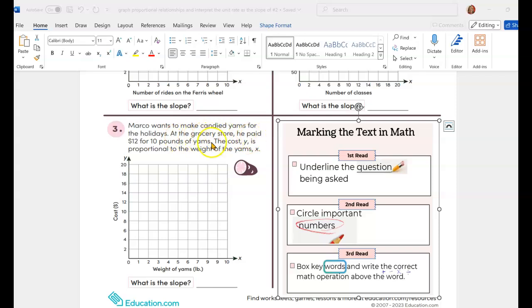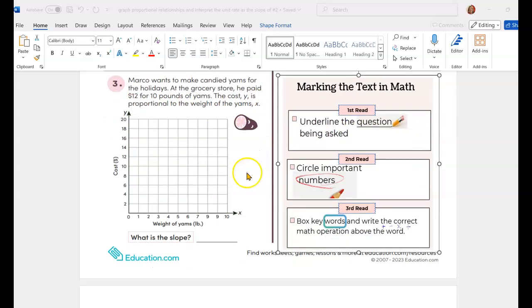Marco wants to make candied yams for the holidays. At the grocery store, he paid $12 for 10 pounds of yams. The cost Y is proportional to the weight of the yams, X. Underline the question being asked. What's the slope? That's the question.